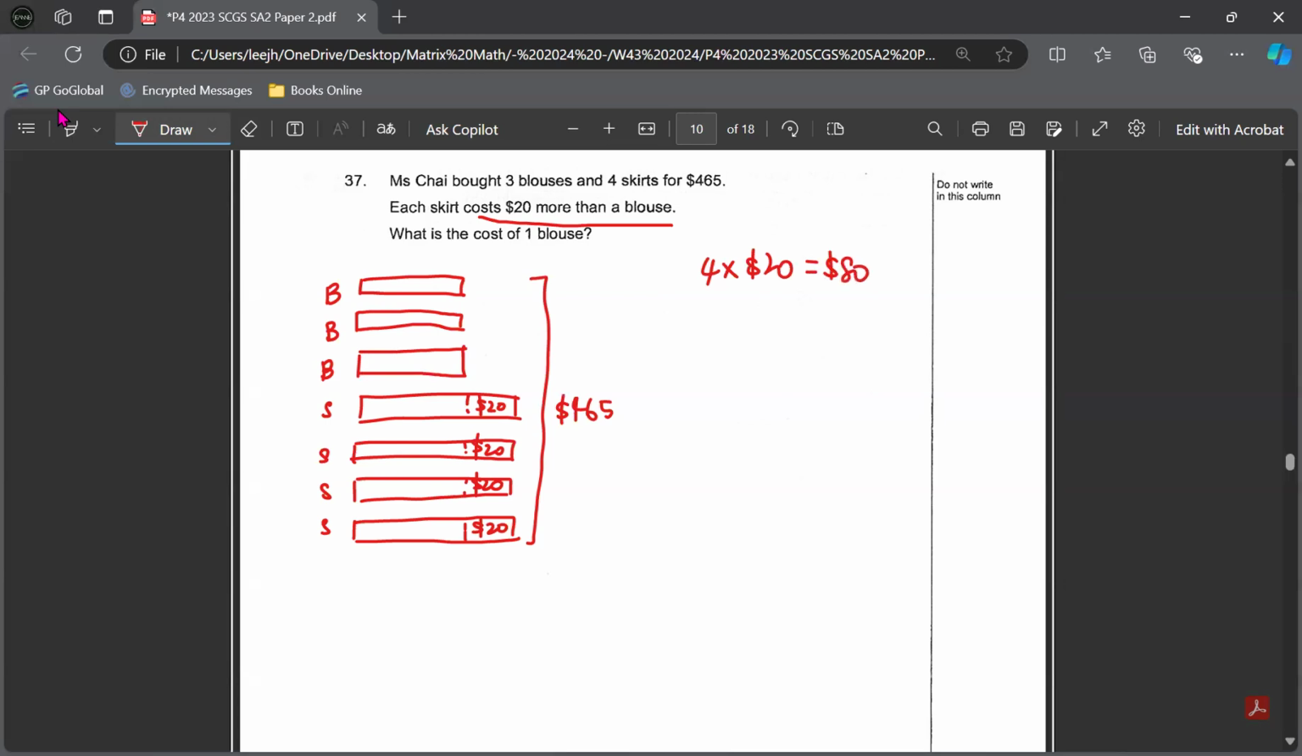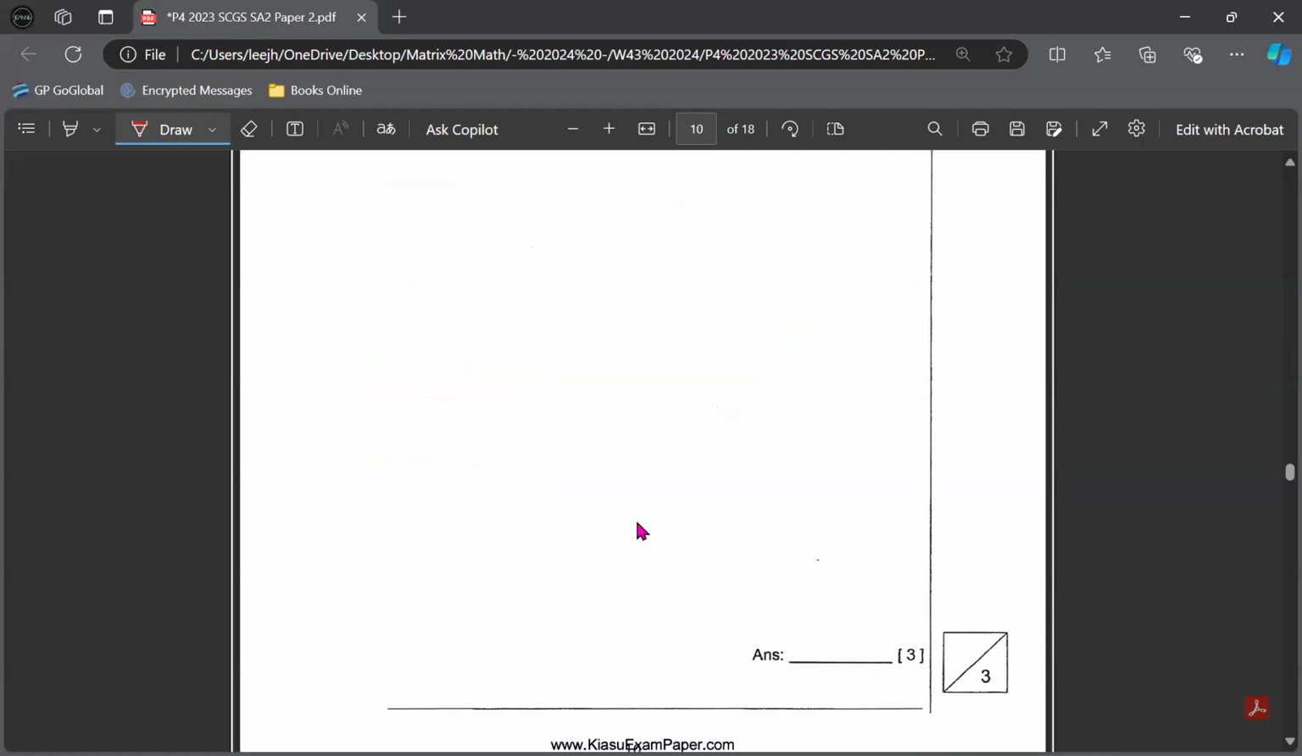Take away to find 7 units, equal units. The value of 7 equal units: 465 minus 80, which is 385. Look for 1 unit, 385 divide by 7, 55. Find the cost of a blouse. A blouse is not $20 more, it's just 1 unit. So the answer is $55. So you write now 55.